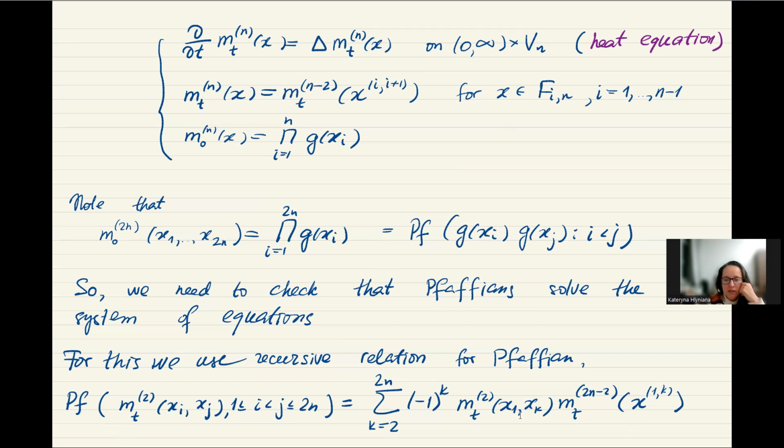So you just need to check that these terms will satisfy this boundary value problem. So this is the idea of how they prove this result and how phi-n arises here.